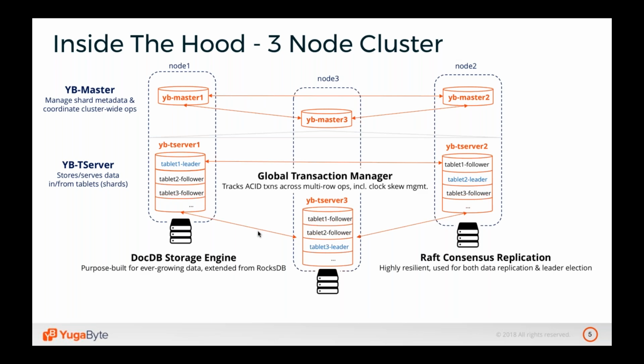Now, each of the tablet servers has a document-based storage engine at its core. It's a heavily customized version of RocksDB, and it's really good for ever-growing data sets that are mission critical. In order to replicate this data across different machines, we use Raft-based replication in order to ensure single-row ACID consistency. And we have a global transaction manager on top that tracks a whole bunch of things to give you distributed transactions.